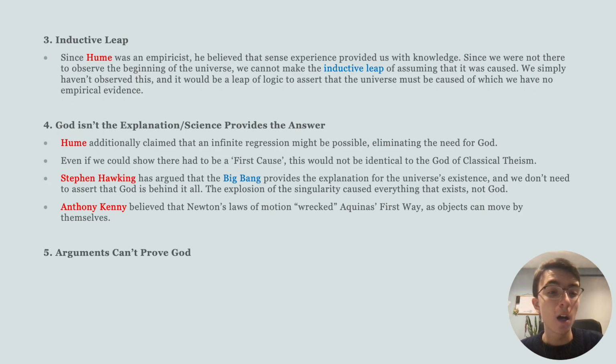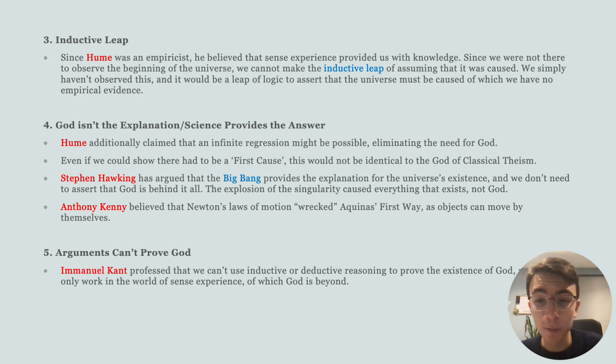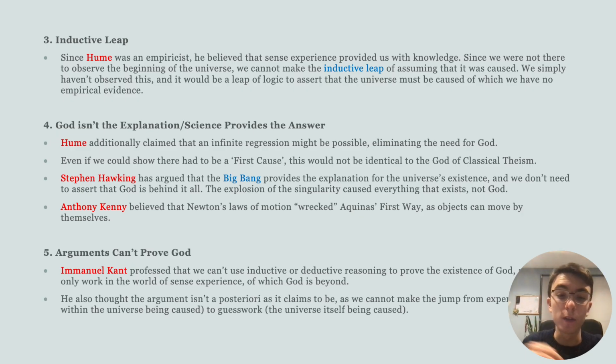And finally, according to some arguments, inductive or deductive cannot prove that God exists. So, for example, Kant says that God is beyond the world of sense experience. And since he is beyond the world of sense experience and reason, we cannot demonstrate that he exists using either of those tools. Also, remember that we said the argument claims to be a posteriori, meaning it uses evidence that is empirical and that is from the real world. He, similarly to the inductive leap, thinks that actually it makes a jump from experience to guesswork, because maybe the fact that things within the universe are being caused or that the universe exists, that is a posteriori, but then the conclusion is not a posteriori. The conclusion is just guesswork. The universe itself being caused, and God. And that, for him, isn't truly a posteriori, because it's not experiential.